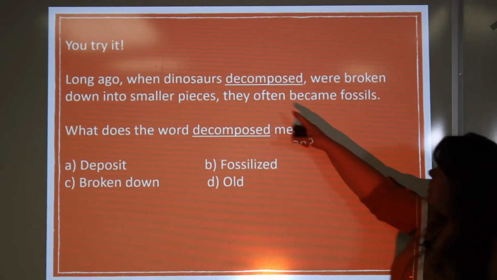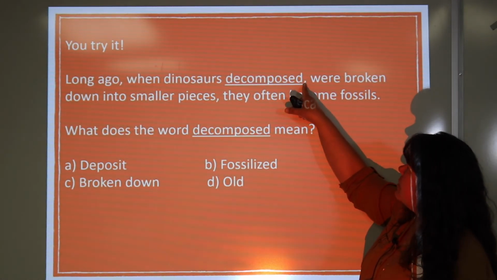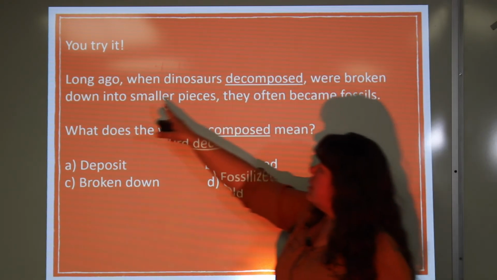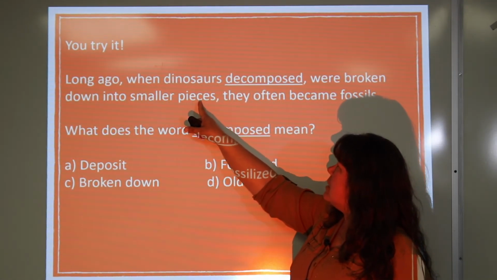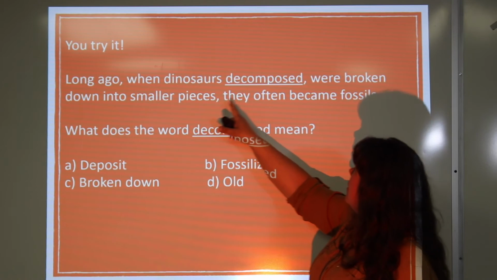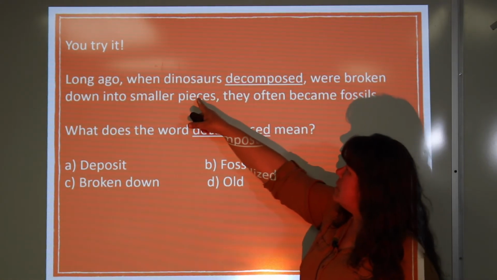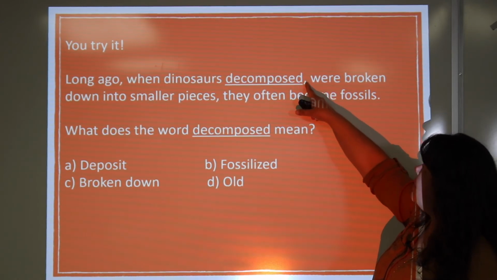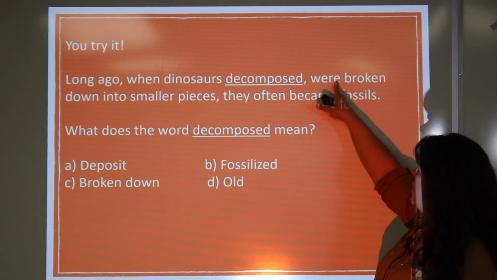Well, I notice that I've got this dinosaurs, and I've got a comma here. It says decomposed, and then now it says were broken down into smaller pieces, and then I have this other comma. That basically means I could take this whole phrase out, and the sentence would still sound okay, but it's giving me the definition. That's the definition right there.